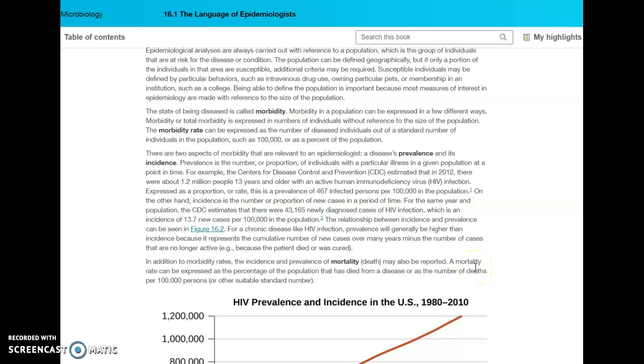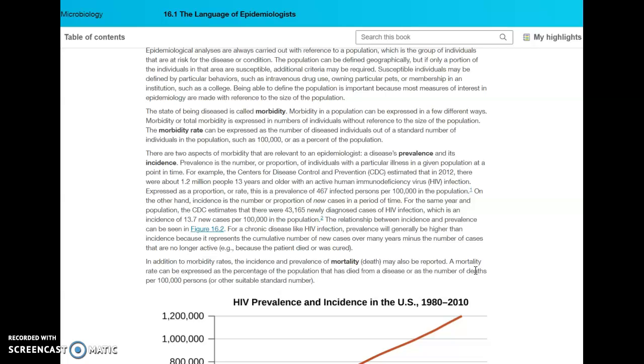Incidence, on the other hand, is the new cases within a given time. So for this same year, 2012, in this same population, people 13 years and older, the CDC estimates there were 43,165 newly diagnosed cases. So prevalence is the number at a specific given time, and incidence is the number of new cases in that given time.